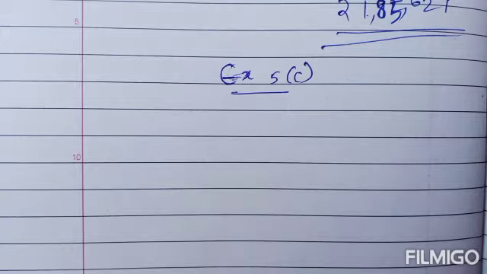So we have been discussing chapter 5, natural numbers and whole numbers, and we reached exercise 5C. Let's continue with that exercise's problems. Next, fifth question: evaluate using properties. In that, the first one is 679 into 8 plus 679 into 2.